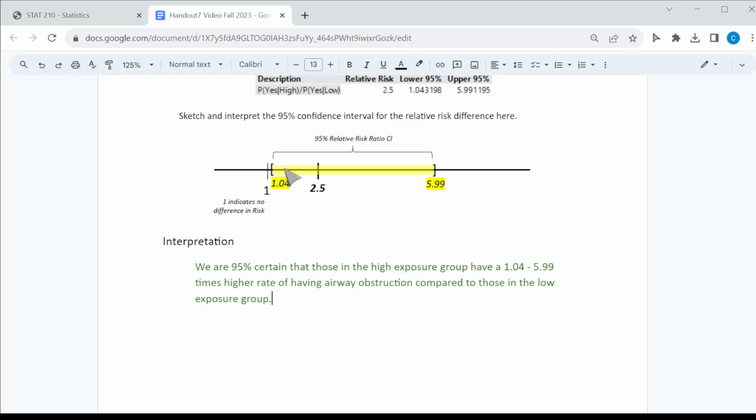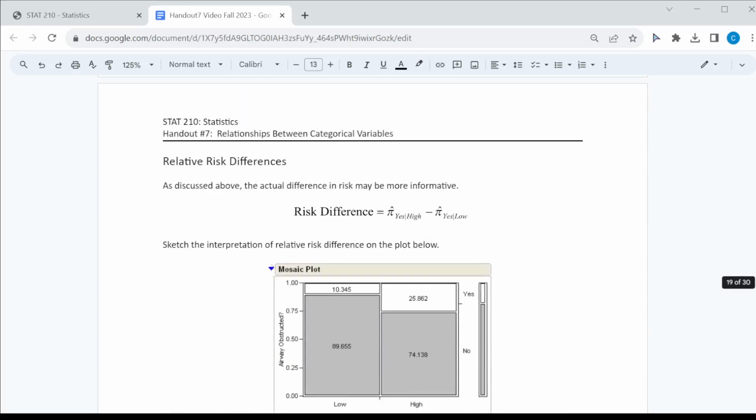When we get to the p-value discussions, that'll mean that that p-value is, what, bigger than 0.05? If it actually captures 1, that's going to imply that there's no difference in the risk, which would be indicated by a large p-value. If the p-value is small, which it would be in this case, the p-value in this case is going to be less than 0.05 because this confidence interval does not reach down to 1. And again, 1 indicates no difference in the risk.